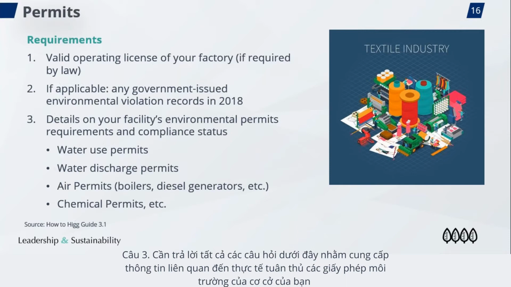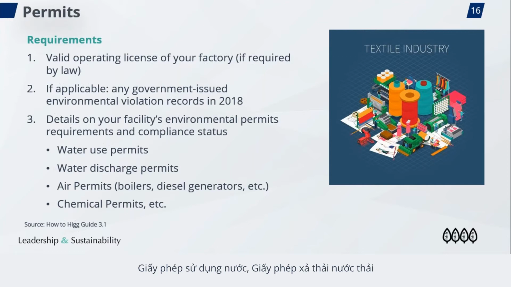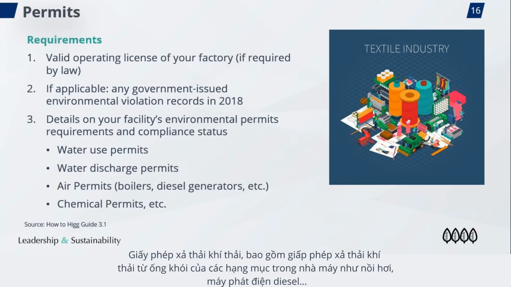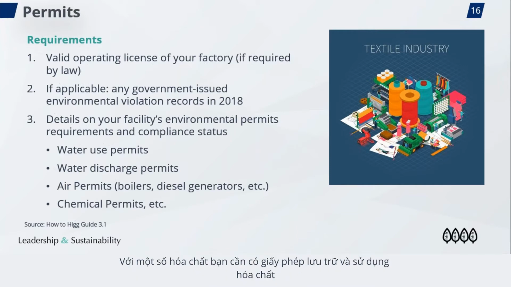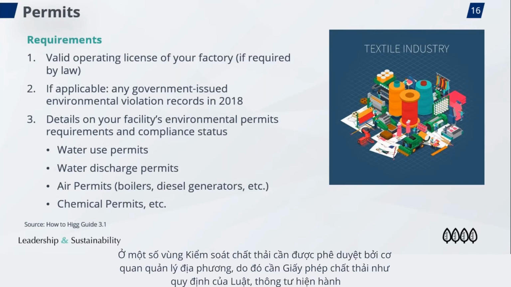If you use underground water, you definitely need permits, water discharge permits, air permits, including permits or requirements for air emissions from stacks of utilities such as boilers, diesel generators. Chemical permits. For some dangerous chemicals, you might need a permit to store and use. Also, in some regions, the waste management plan must be approved by the Environmental Ministry periodically. So you can mention it in the solid waste discharge section.